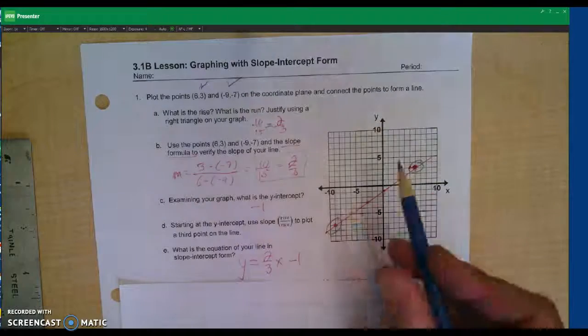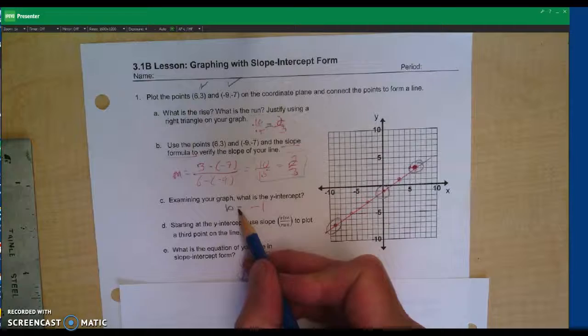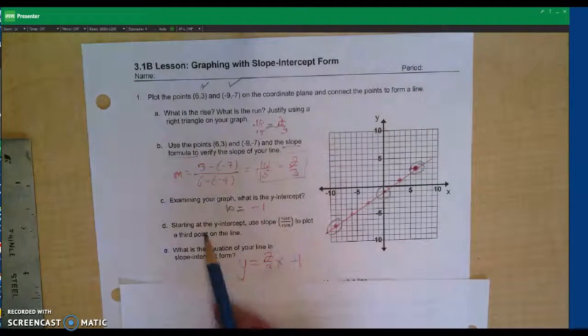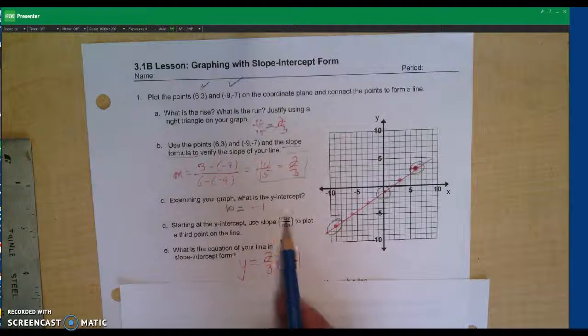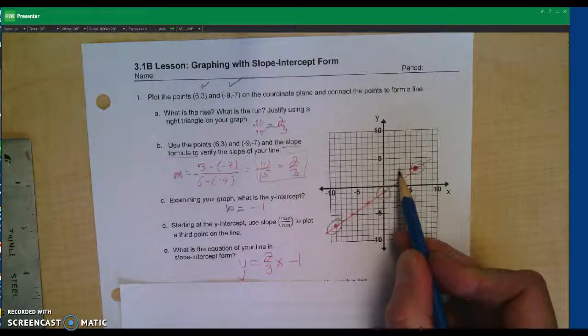Examining your graph, what is the y-intercept? That's that guy right there, which is -1. Remember, we call that letter B, by the way. -1 is our y-intercept. It says, starting at the y-intercept, use the rise and run to plot a third point on the line. So I did it more than once. I did it here, and I did it here.